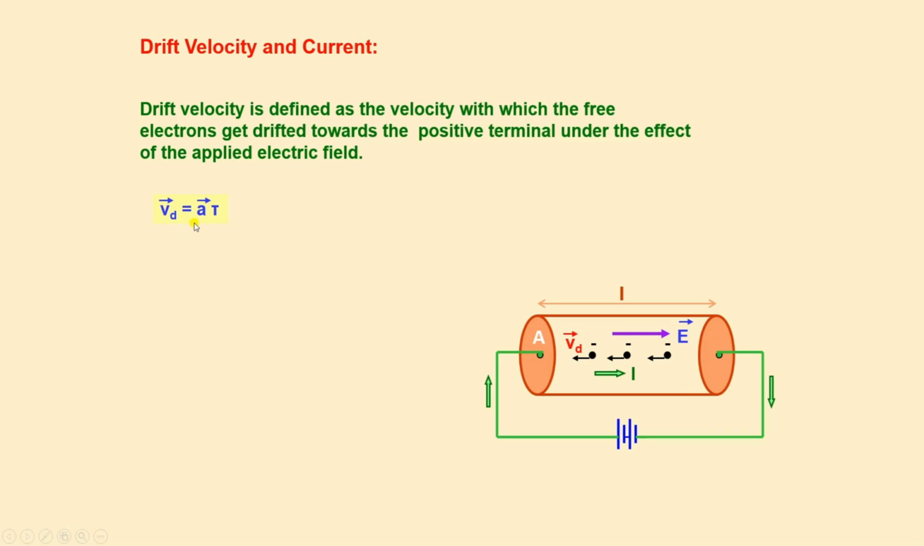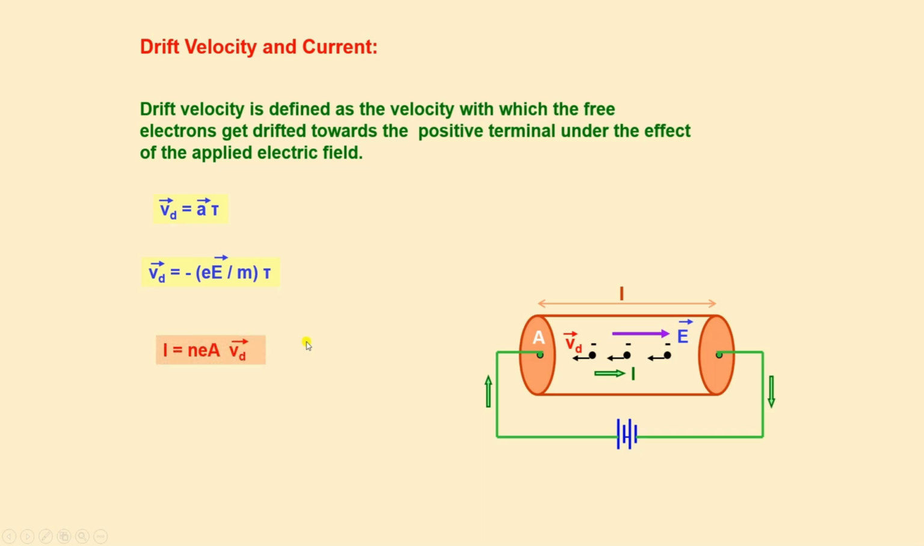Vd will be equal to a into t. Velocity is equal to acceleration into time. Acceleration is equal to force upon mass. The force experienced by a charged particle is equal to small e into the electric field, divided by m, that gives the acceleration. Then Vd will be equal to minus e, the charge on the electron, capital E, the electric field set up, divided by mass m, whole multiplied by the time.